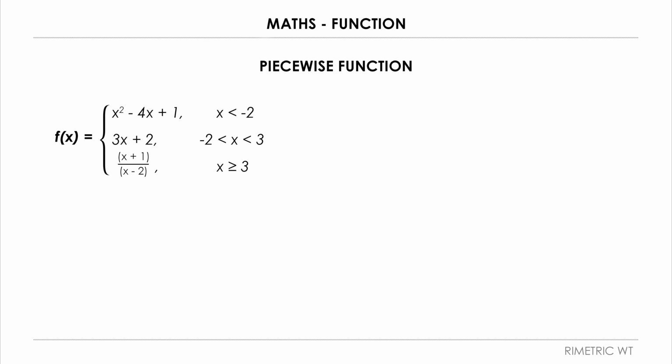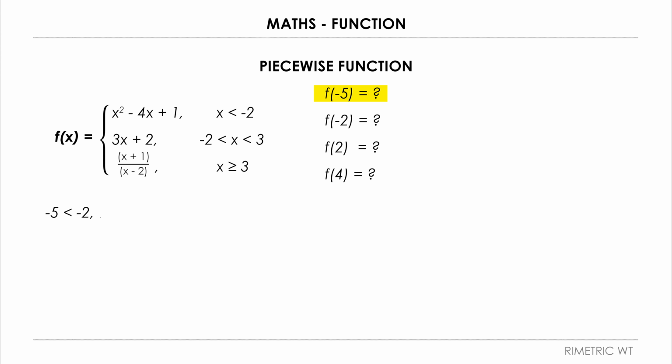Here we have a piecewise function with three pieces, a quadratic function, a linear function, and a rational function, defined as shown. We are asked to find f of -5, f of -2, f of 2, and f of 4. Let's solve them one at a time. The first one is f of -5. First, we need to determine which interval -5 belongs to.